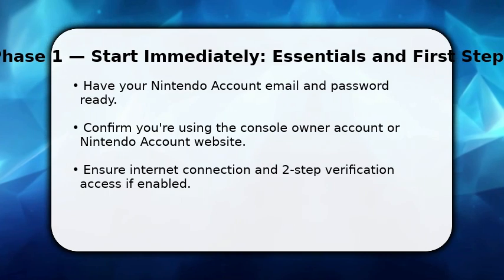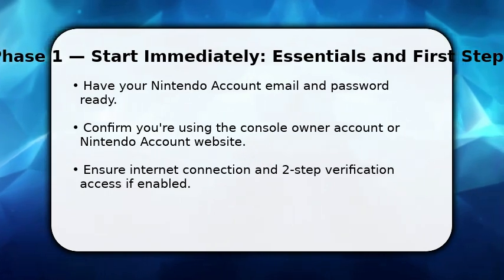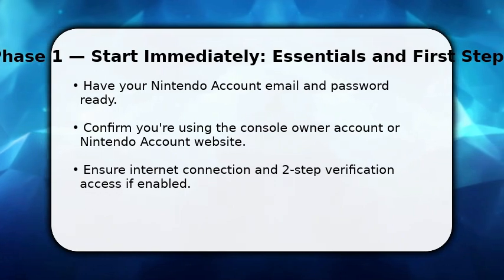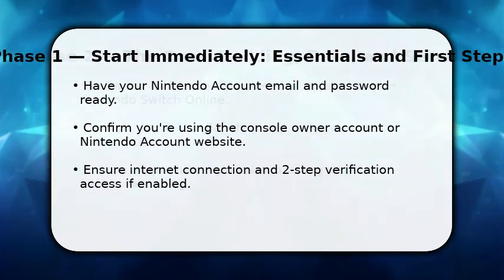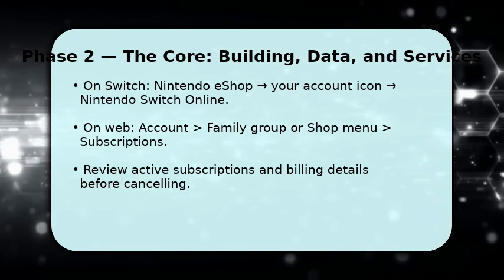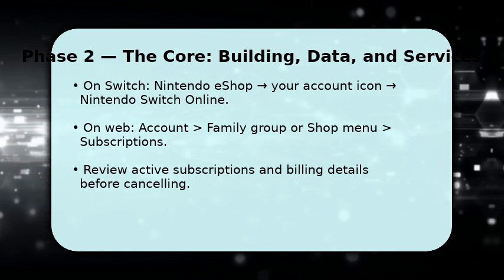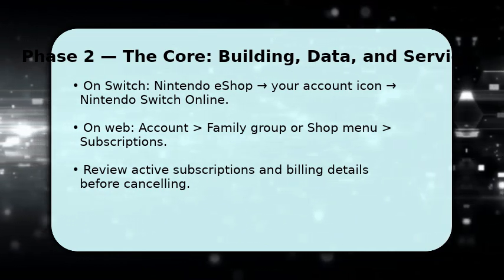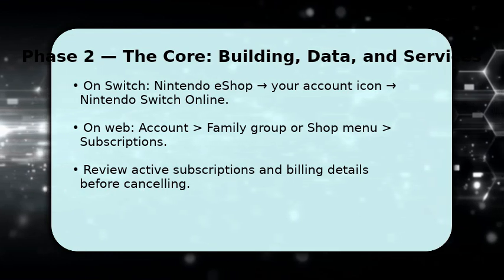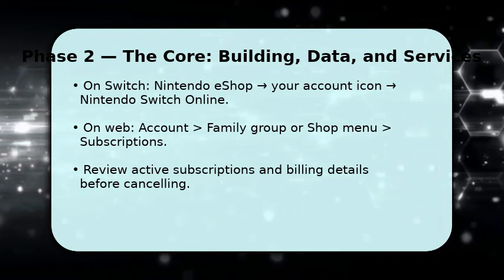Once you're in the account area, navigate to Subscriptions or Nintendo Switch Online, depending on the interface. On the Switch, open the Nintendo eShop, select your account icon in the upper right, then Nintendo Switch Online to view active plans. On the web, go to your account settings, then Subscriptions or Services, and locate the active plan.